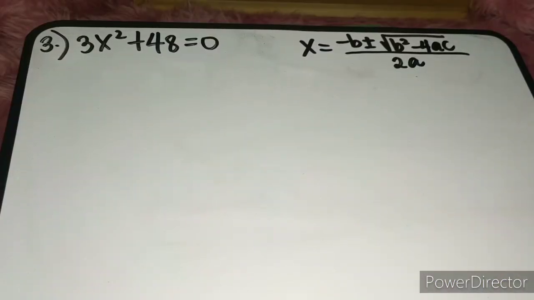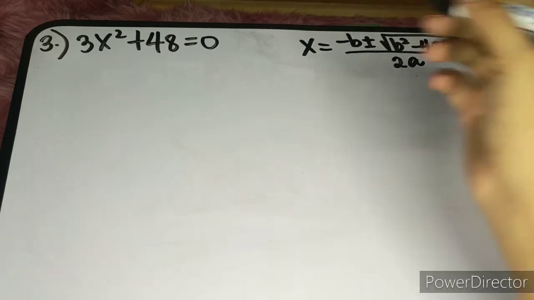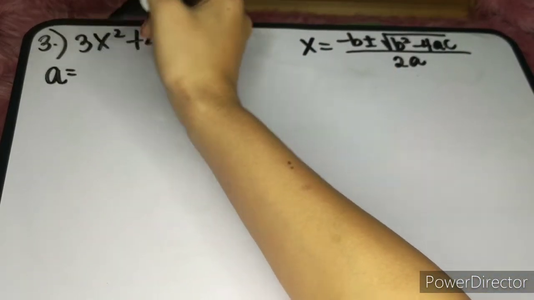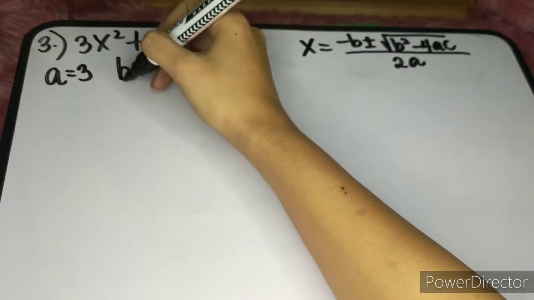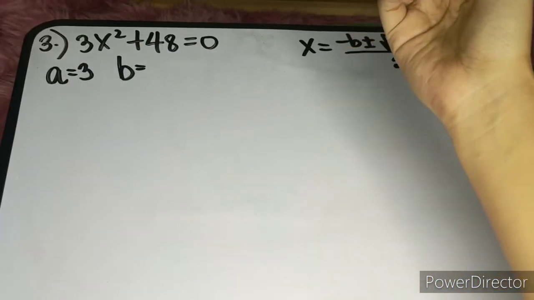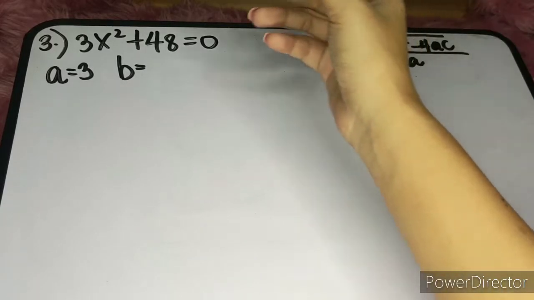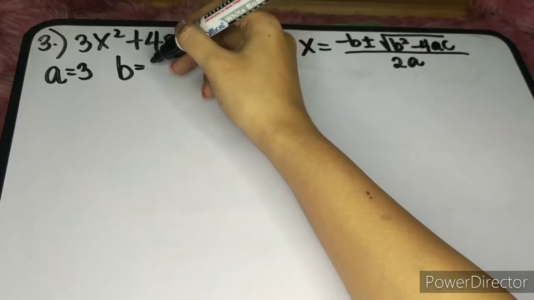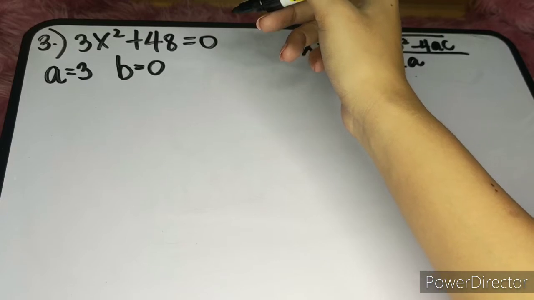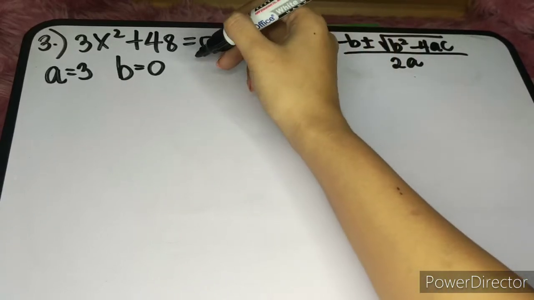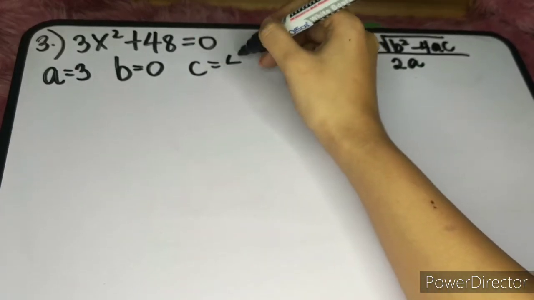3x squared plus 48 equals 0. Let's identify our A, B, and C. A is equals to 3. B is equals to, since we don't have a first degree variable, so wala tayong B. So that is equals to 0. And then C is yung constant, which is 48.